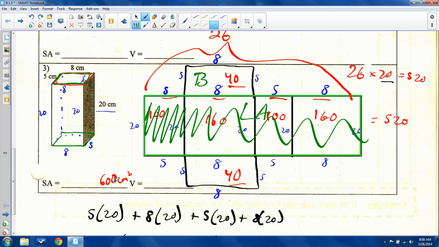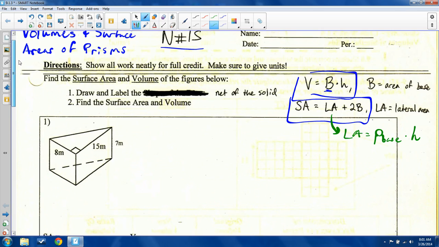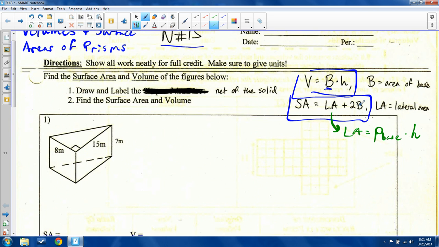So we found the area was 600. Let's do it with the use of the formula here. Surface area equals lateral area plus 2 times b. And like I said, this is a conventional shortcut method to it. It's not the, oh, look, you have to memorize this. Or better yet, it's not the, oh, you should memorize it.